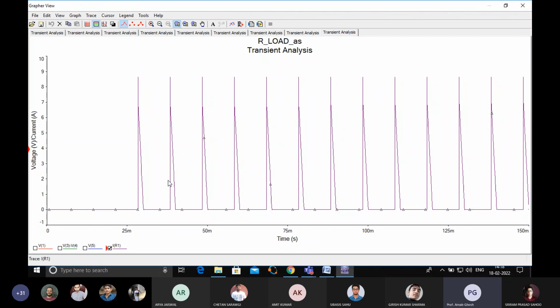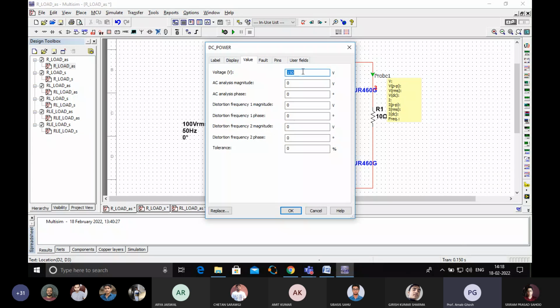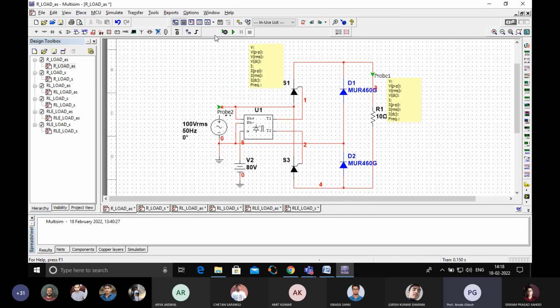So did you find out the critical value of your firing angle? No, sir, I haven't done that. Do you understand what I mean by the critical angle? Yes, sir. The firing angle below which the current is continuous and after which the current is discontinuous. So you check the critical value. You can also write it in your discussion portion: at that critical value, after that the current goes discontinuous. Okay, this is for R load. Now we can go for RL load.